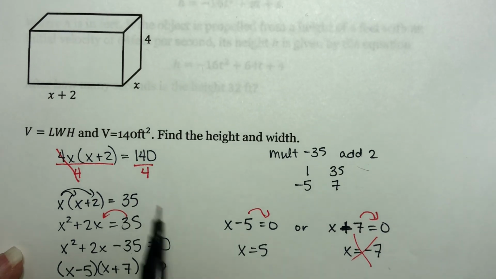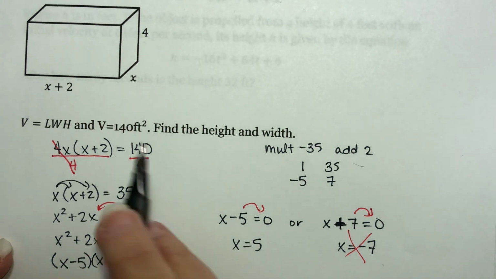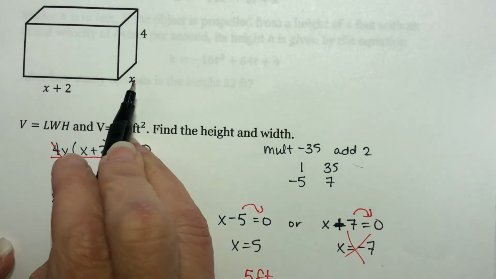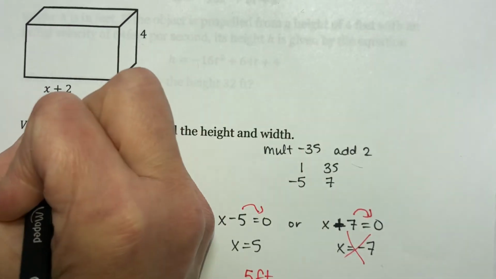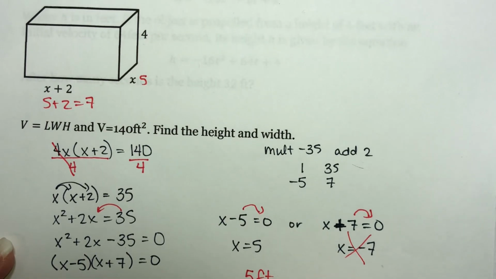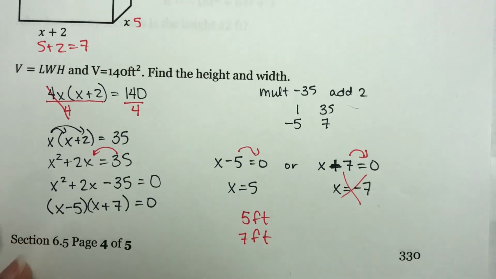Okay? It does not matter which of these we call which. So the two sides I'm looking for are 5 feet from here, and then 5 plus 2, which is 7 feet on the other side. So those would be your answers.